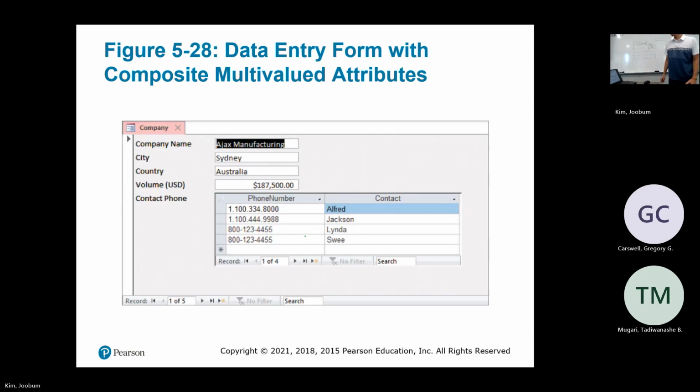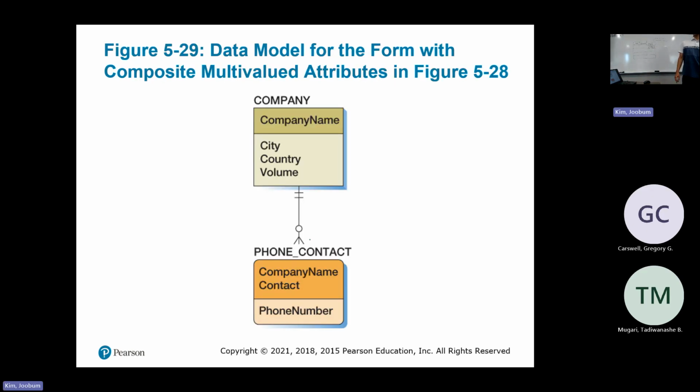But a little bit updated. I'd like to match each phone number with a salesperson. So this number is Alfred's phone number, this number is Jackson's, this is Rinda's, this is Sui's, something like that. In this case, how can you draw the ER diagram? You have to modify it a little bit. It will be like that.